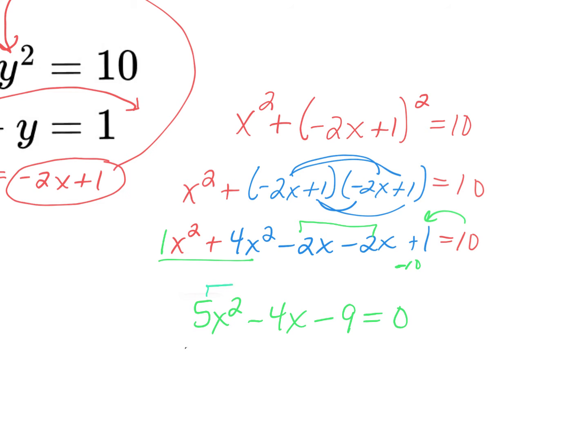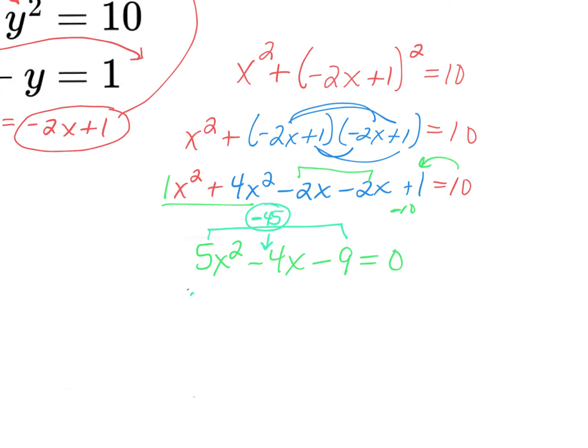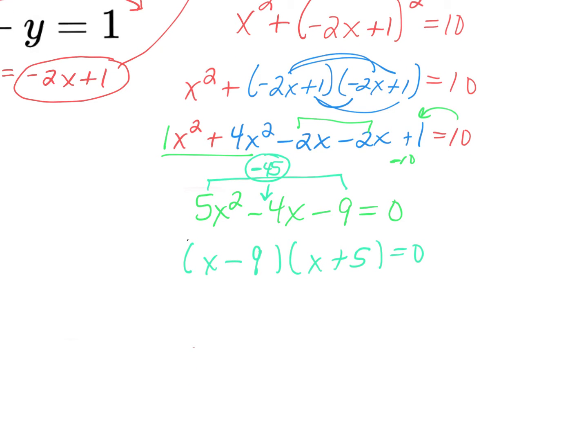I have a times c, so negative 45. What are the factors of negative 45 that multiply to give me negative 45, but when I add them together, I get a negative 4? What would this be? Negative 9 and positive 5. Perfect. I have x minus 9 and x plus 5. At this point, you can stop and say, okay, negative 9 times 5 is negative 45. And then negative 9 plus 5 is negative 4.